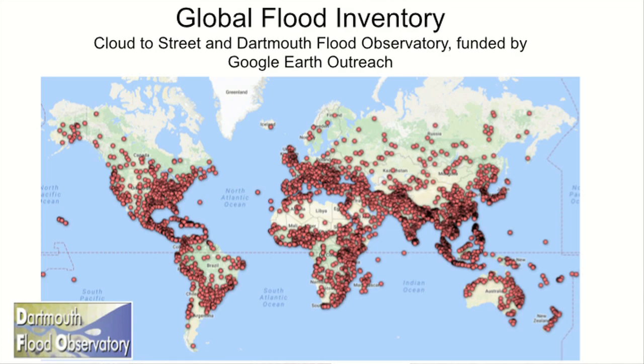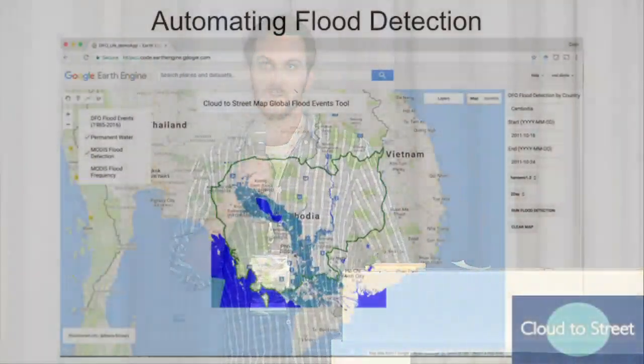Here, the Dartmouth Flood Observatory has a list of about 5,000 floods since 1985. Here's some of the locations. And it has a general location, date range, and other information about the flood. So what we're doing is we are automating flood detection using MODIS, Landsat, and Sentinel-1. And we've automated this in Earth Engine's Python API, and we're running it across that entire database.